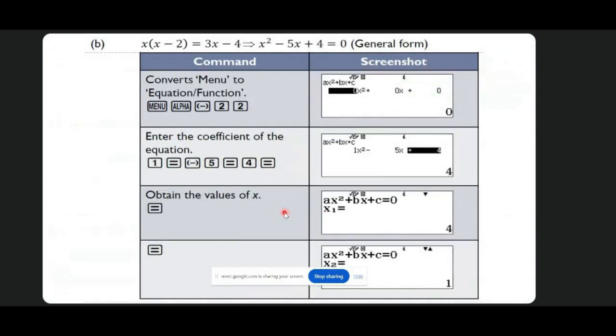Okay, you can try this question here. The question starts with x bracket x minus 2. So the students need to open the bracket first and change it to general form, because the calculator cannot help the student to open the bracket. So they need to open the bracket and arrange it into general form. Then they key in the coefficients inside. If their general form is wrong, then they will get the wrong answer.